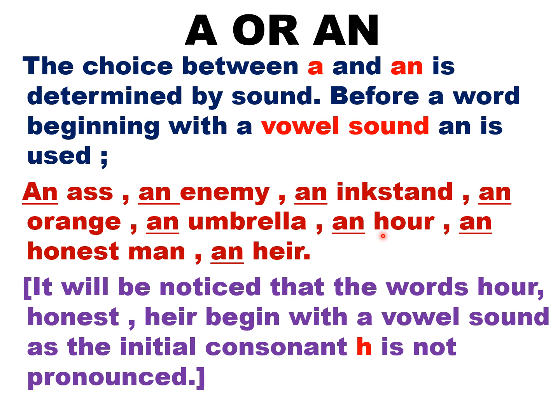See the words hour, honest man and heir. Though the beginning letters of the words hour, honest and heir are H, we pronounce the words with vowel sounds. So the article an is used in these words.